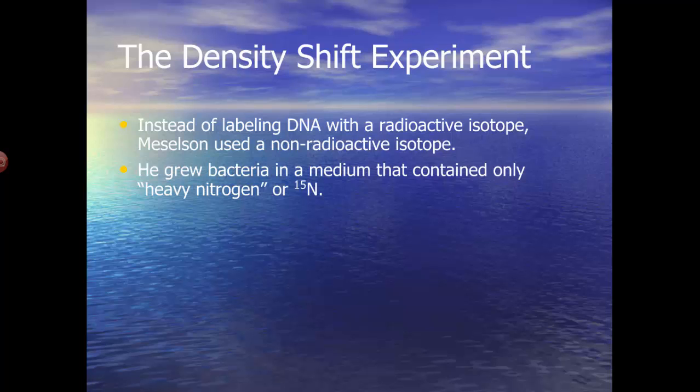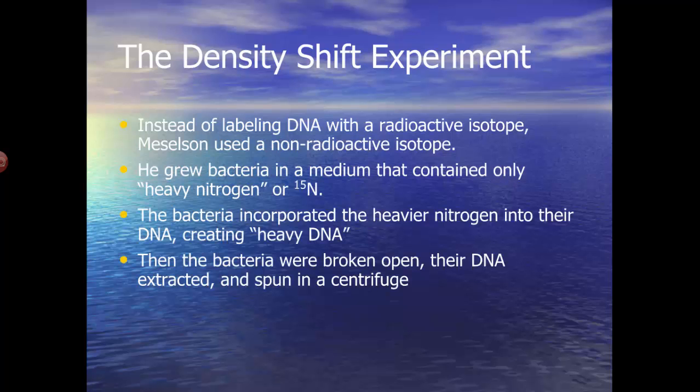And because it has an extra neutron in its nucleus, it's slightly heavier than normal nitrogen. So what Meselson did was he grew up some bacteria in a food medium that only had heavy nitrogen. And since nitrogen is such a huge part of DNA, once those bacteria divided and produced new bacteria, and they divided and produced new bacteria, eventually all of the bacteria in that petri dish would have DNA that was heavier than normal DNA because it carried this heavy nitrogen. So they had heavy DNA.